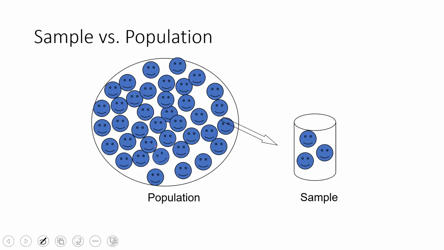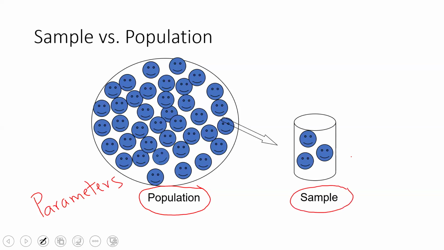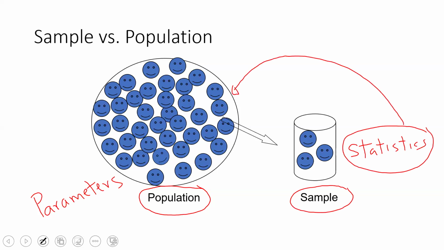So we have a population and then you have a sample. If you are able to get the data from a population and you are able to analyze everything, that is what we call parameters. But if it is from the sample that you are able to get your data and then you are able to analyze, that is what we call statistics. So invariably, we use statistics to make inferences on the population.